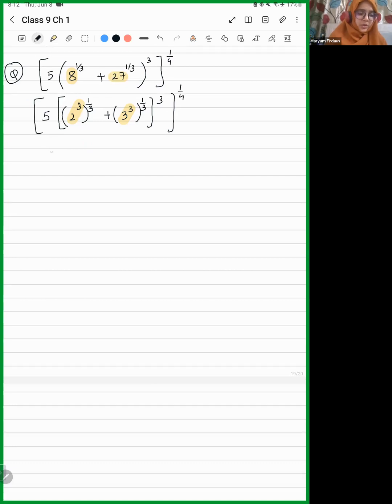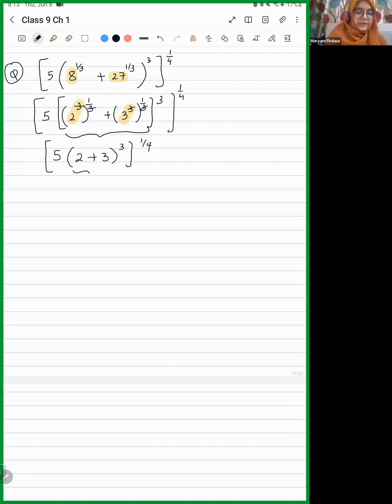Then what do we have? Ma'am, we cancel the 3's and the powers, these two 3's. What are we left with over here? Let's first solve this: 2 plus 3. So 2 plus 3 whole to the power 3, and then we have a 5 multiplied with that, and this whole thing to the power 1 by 4.